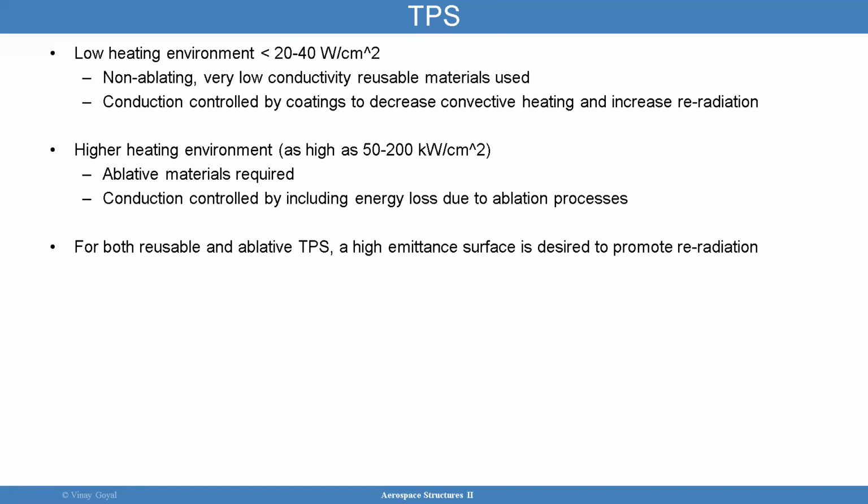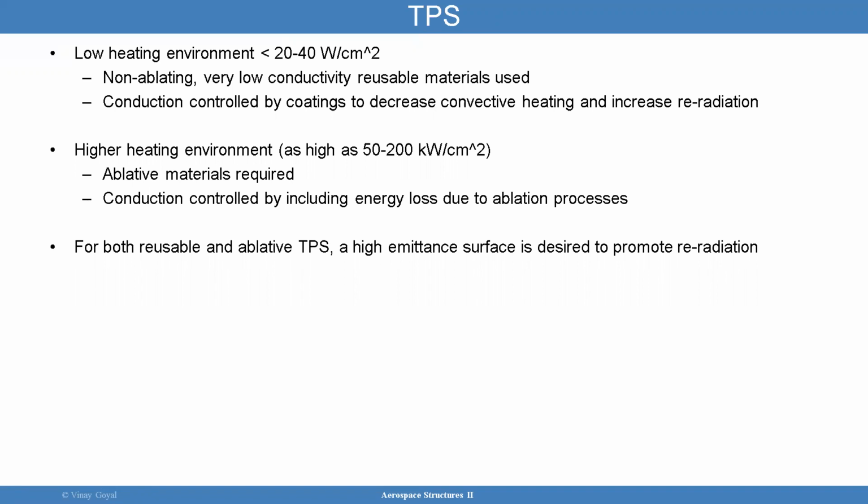For low heating environments, less than 20 to 40 watts per centimeter squared, we're looking at non-ablating, very low conductivity. You can even look at reusable materials. You can also look at conduction control by coatings to decrease convective heating and increase re-radiation.